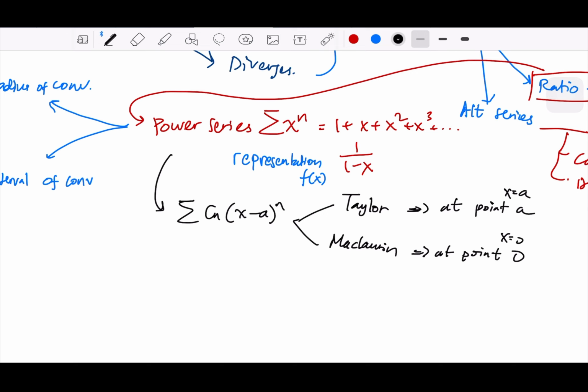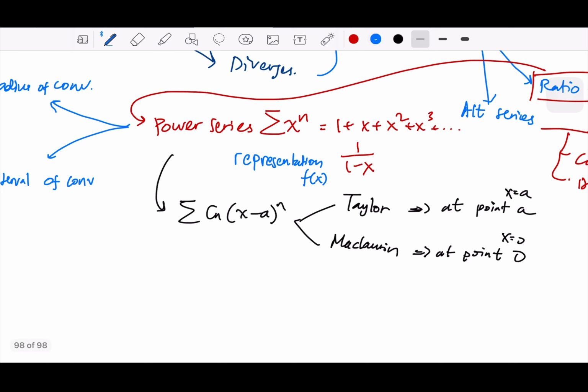And after several definitions, we know that the coefficient is, let me write with a different color, related to this f with derivative n. So the function derived several times, and n factorial.